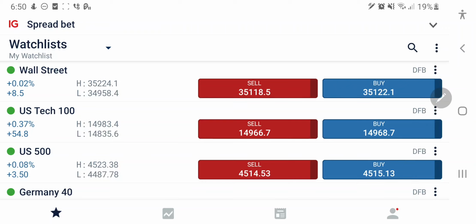I am here with my daily predictions and analysis for US30 and US100. US30 is right now trading at around 35,120 and US100 at 14,970 levels. And we are going to look with the help of candlestick charts and indicators what is going to happen throughout the cash session in US today.